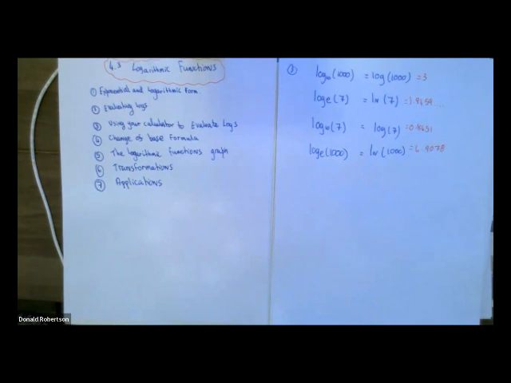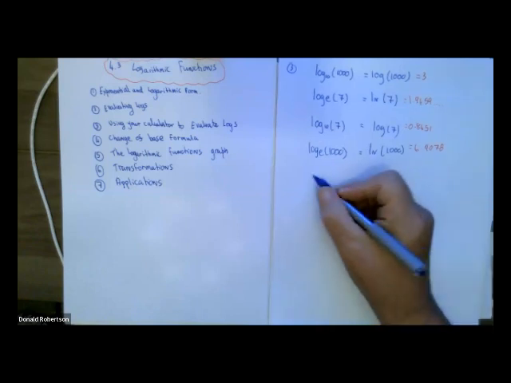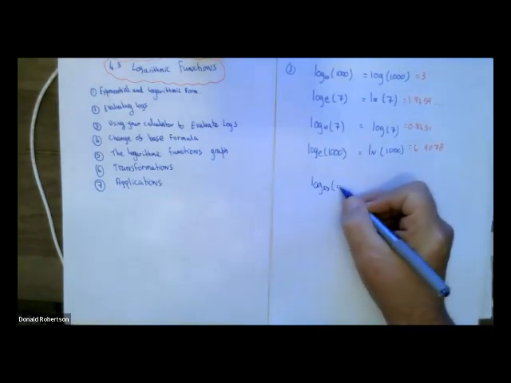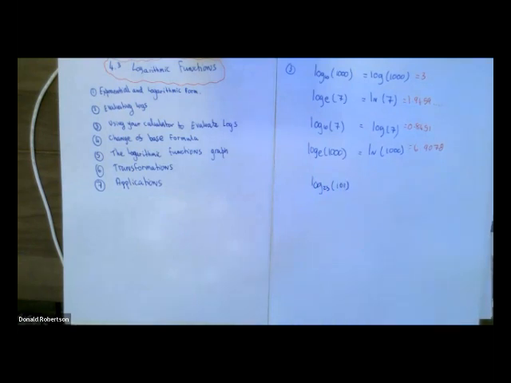So that's great, but I would like to get log to the base of other bases, not just base 10 and base e. I would like to know, is it possible to find the log to the base 23 of 101?